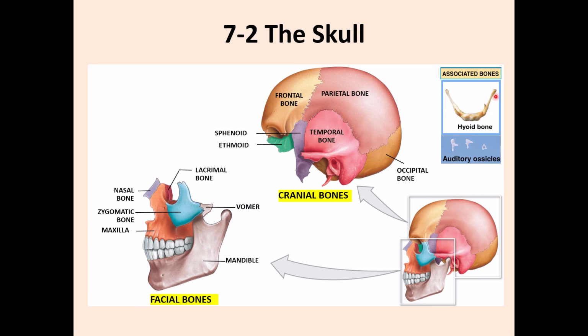Associated bones. One is the hyoid bone. This is a single bone in the neck, with different muscles attached to it. You will see the importance of that when we get to chapter 11. And also there are the auditory ossicles. Ossicle means small bones, and there are 3 of them on each side. These bones are located inside the temporal bone.